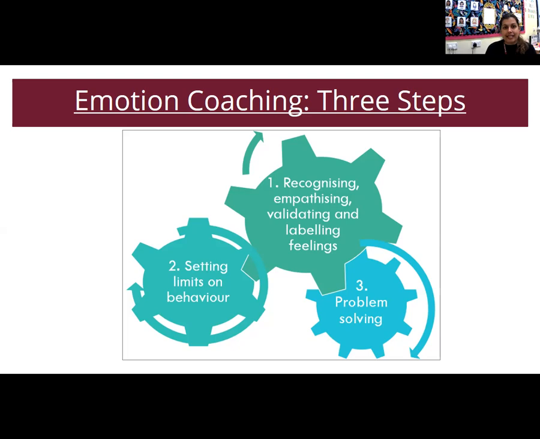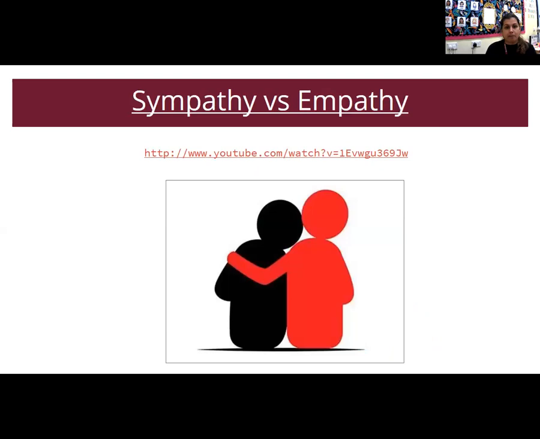The second one is setting limits on that behavior. So like I talked about with the trauma-informed schools, they called that containment. So setting those boundaries, setting those limits if that behavior is dangerous to themselves or others. And the third one is problem solving. And through problem solving, the child will self-soothe, they'll be able to self-regulate, and they'll be able to develop their own toolkit to support them when they feel that emotion again.